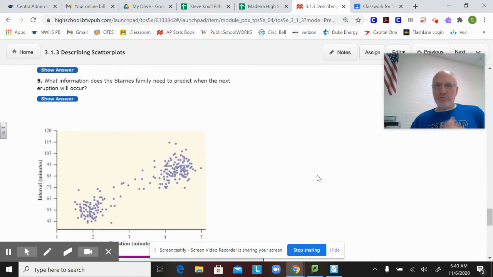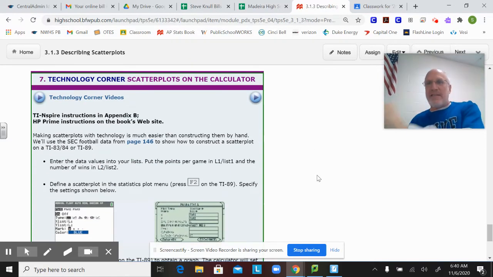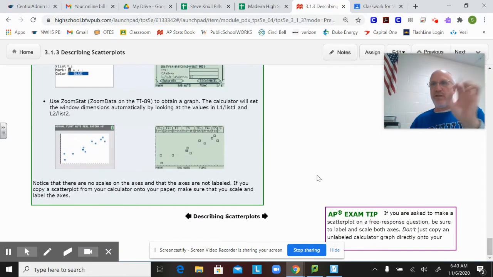Okay, so good enough. Again, we're not going to worry now about drawing a scatter plot with technology, but we will at some point soon. Again, I'll throw a video up on that also. Let's read this AP exam tip. If you're asked to make a scatter plot on a free response question, be sure to label and scale both axes. Even if you do it on your calculator to see what it looks like, then make a sketch, just make sure you're labeling the axes, because obviously the AP grader is not seeing what was on your calculator. Okay, so that's that.